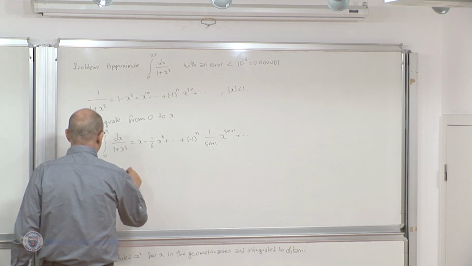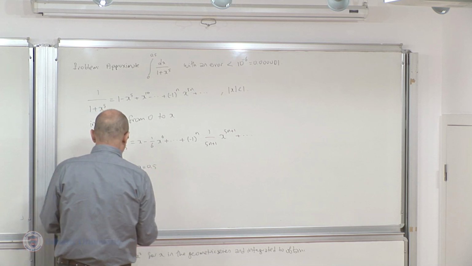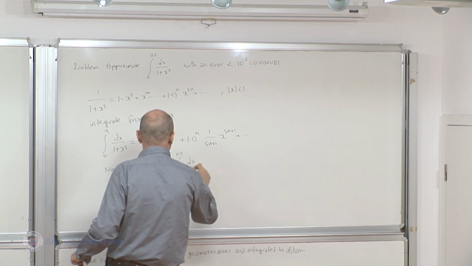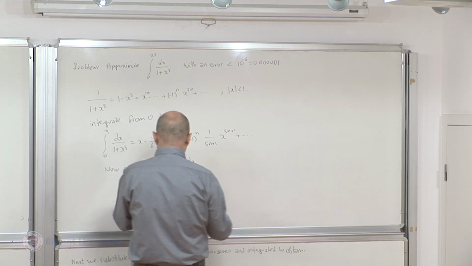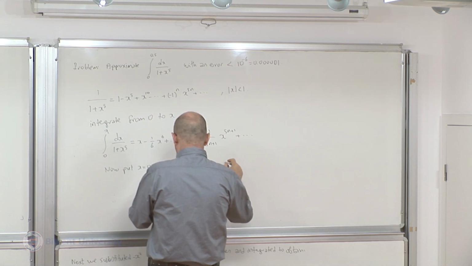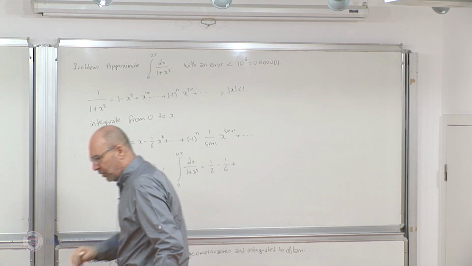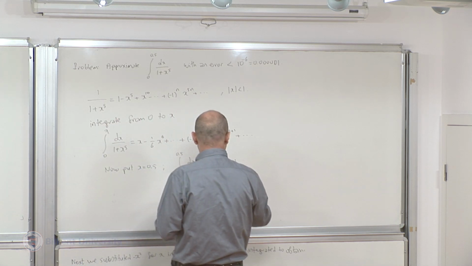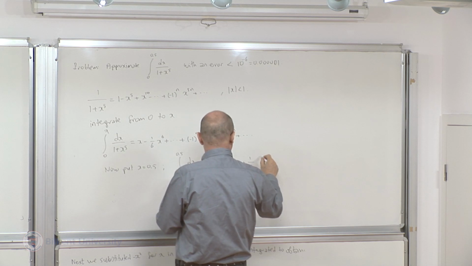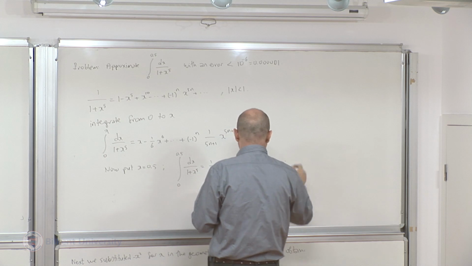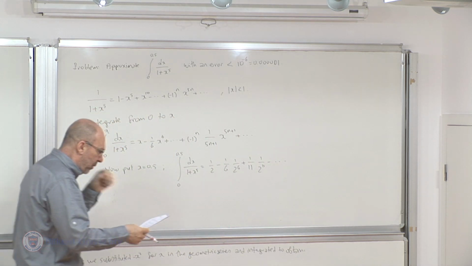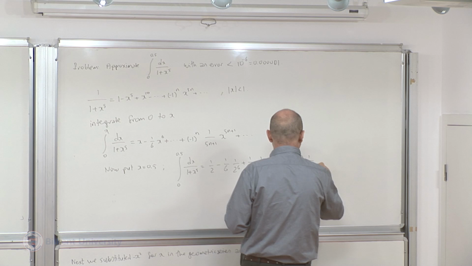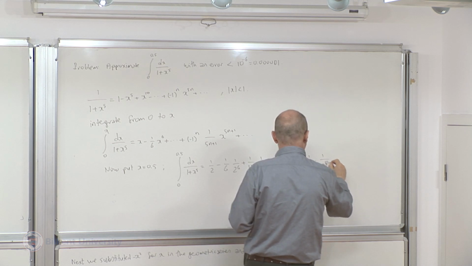Now put x equals 0.5. We obtain the following value: 1 over 2 minus 1 over 6 times 1 over 2 to the 6, plus 1 over 11 times 1 over 2 to the 11, minus, etc. So let me write the general term, because we'll use that: 1 over 5n plus 1 times 1 over 2 to the 5n plus 1.